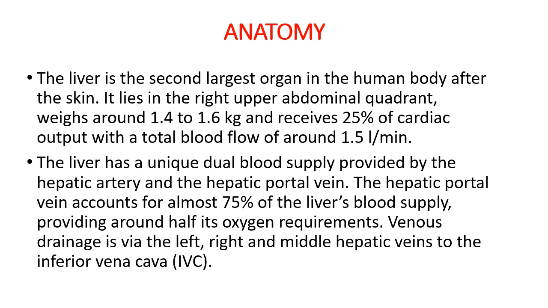The liver has a unique dual blood supply provided by the hepatic artery and the hepatic portal vein. The hepatic portal vein accounts for almost 75% of the liver's blood supply, providing around half its oxygen requirements. The venous drainage is via the left, right and middle hepatic veins to the inferior vena cava, IVC.